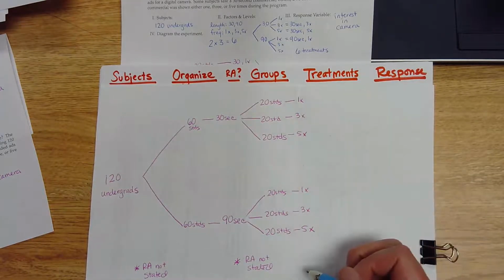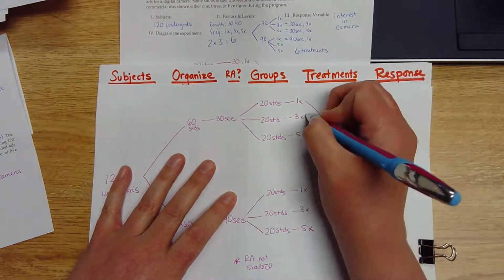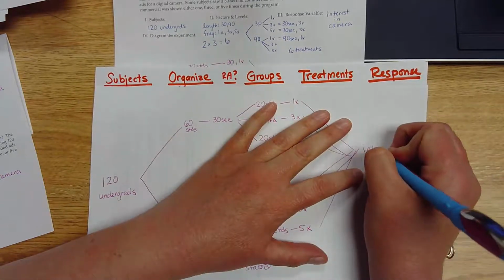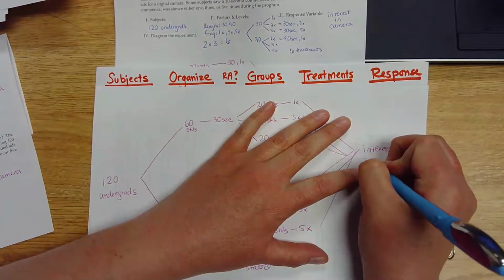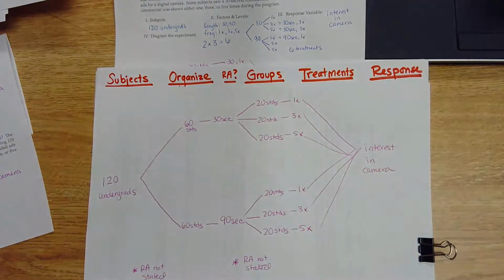So we've finally gotten to the end of our treatments, and now we're just going to recombine everybody together here. And we're going to measure our interest in our camera. Right, so this is an alternative way of drawing this that some people have decided they like better. It's totally up to you which way you go. Just make sure that you kind of pay attention to all the little details that go with that.